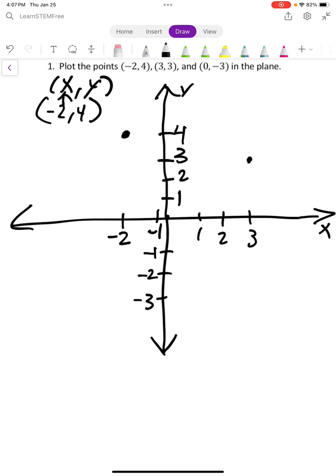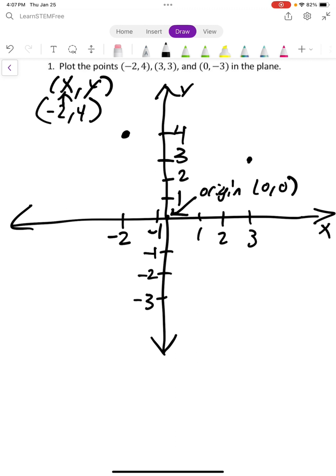Anytime you have one of the values 0, it's going to be at the y value of the origin or the x value of the origin. So this is your origin. The origin is located at (0, 0). If you have a y value of 0, it's going to be the same y value as the origin, which is 0. If you have an x value that's 0, it's going to be at the same x value of 0.